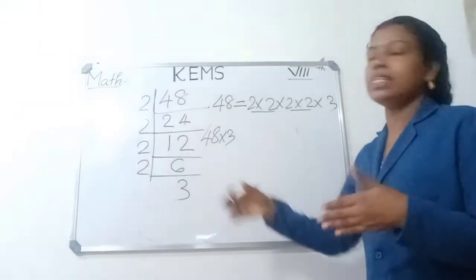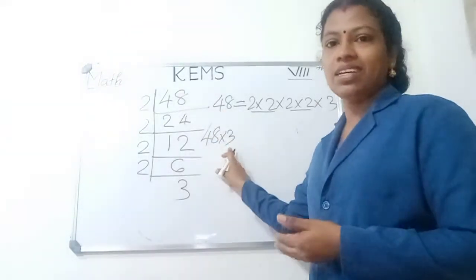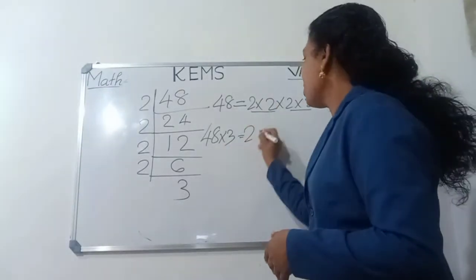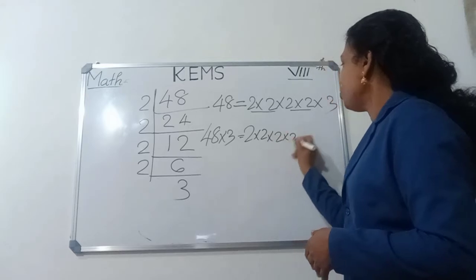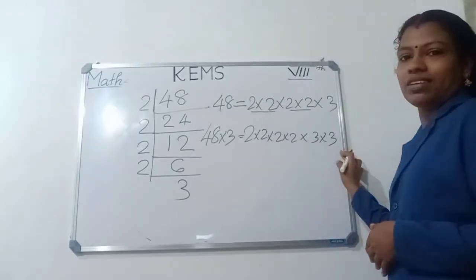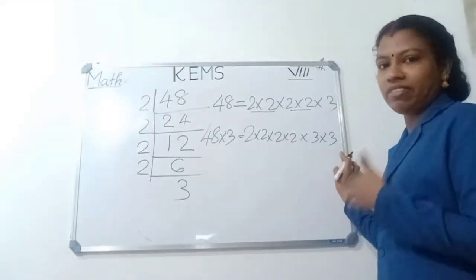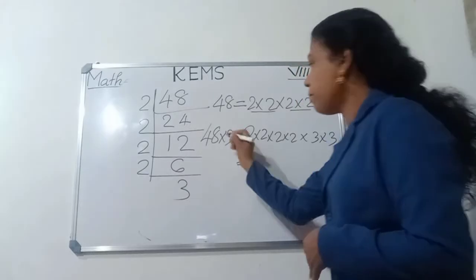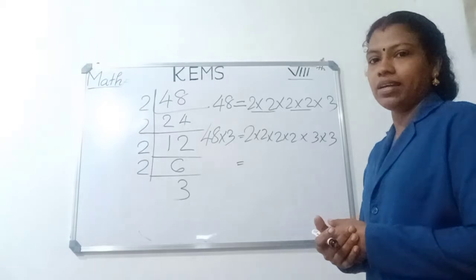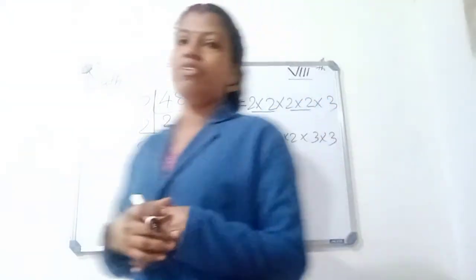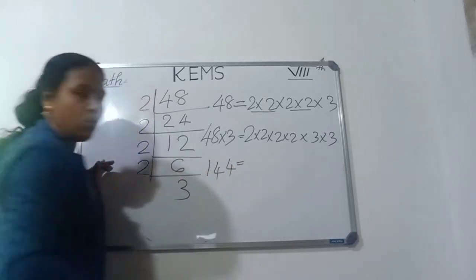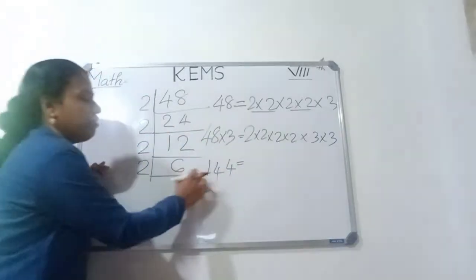When we multiply the number with 3, we will get the next square number. So the prime factors become 2 into 2, 2 into 2 and 3 into 3. We multiply 3 with 3. So these are the prime factors. All numbers have pairs. So what is the perfect square number? 48 into 3 equal to 144. 48 into 3 is 144.